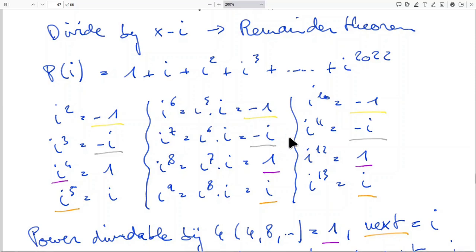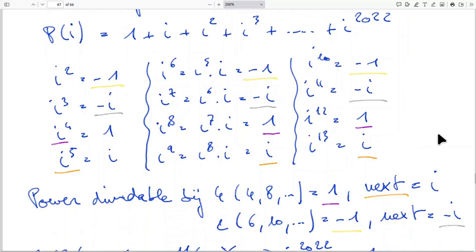I to the seventh is minus i, same as this one. I to the eighth is 1, same as this one. I to the ninth is i, same as this one. I to the 10th is minus 1, same as this one, and so on. So there's a nice pattern there.